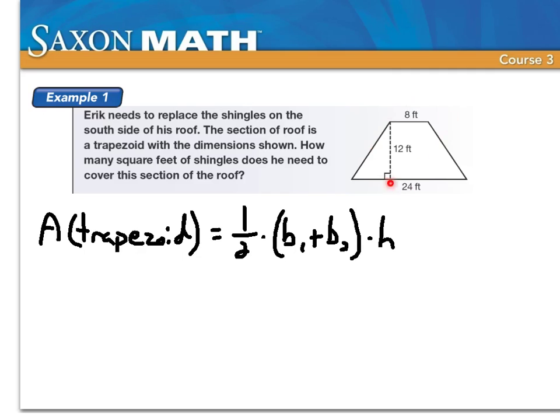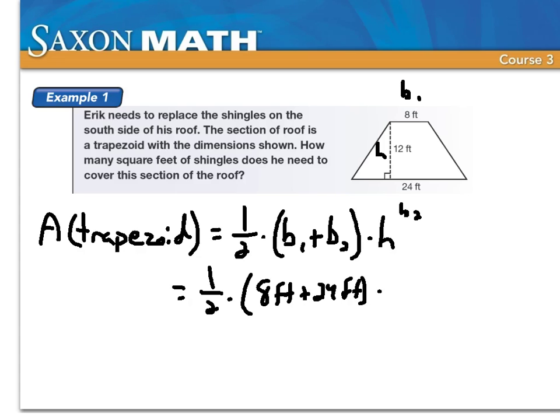Let's label this trapezoid here. We know that base 1 is up here at the top, base 2 is the bottom, and the height is this straight up and down line right here. So we've got all the numbers that we need, and we're just going to fill them into the formula. We've got 1/2 times, in parentheses, base 1 plus base 2. Base 1 is 8 feet, plus base 2 is 24 feet, times the height, which is 12 feet.